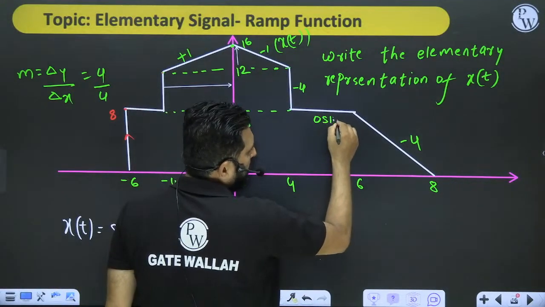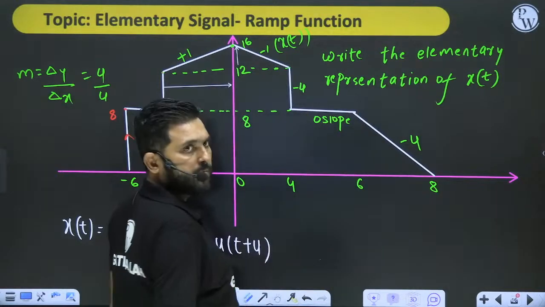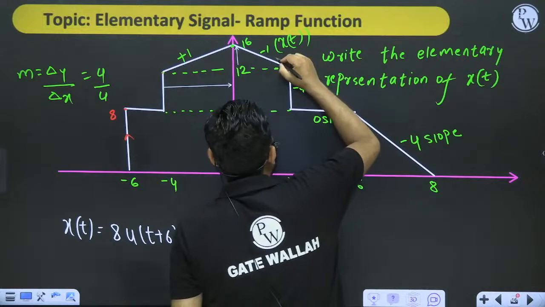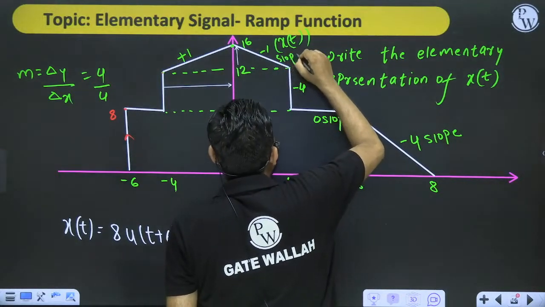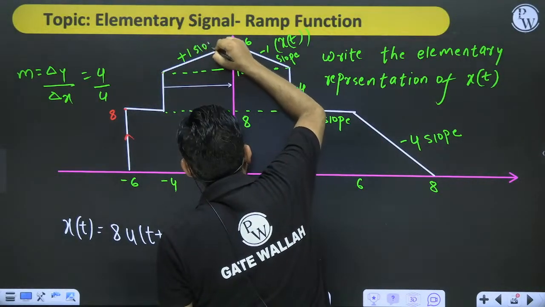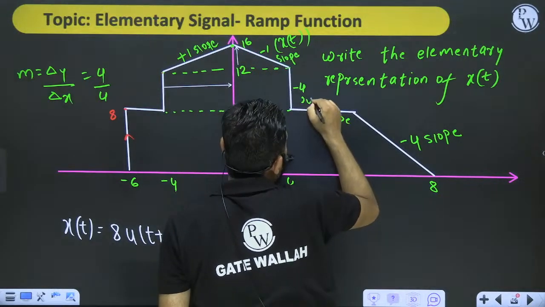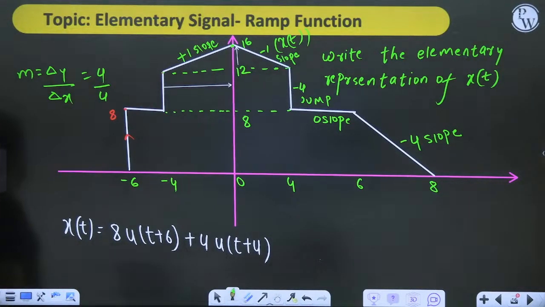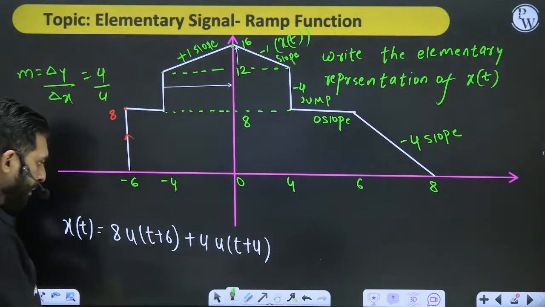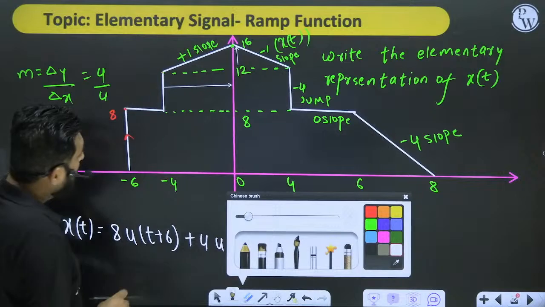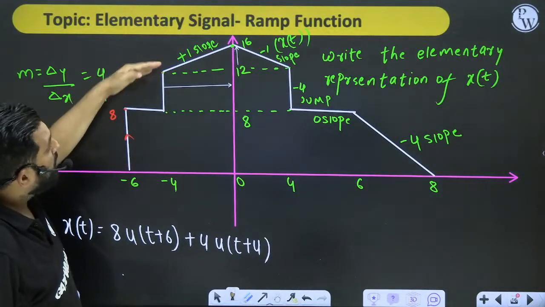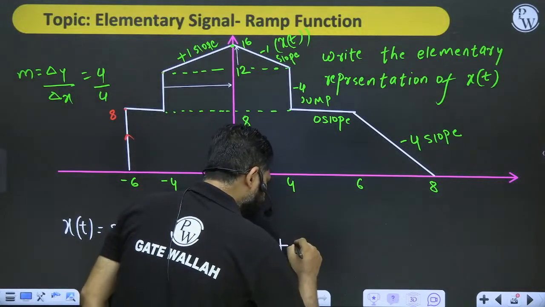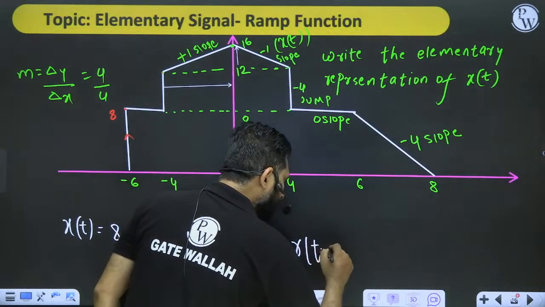Everything is now written. This is slope. This is slope. This is slope. This is jump. Yes. Now tell me, let's start from minus 4. What will happen? At minus 4, the ramp starts with a slope of plus 1. So this should be plus r t plus 4.